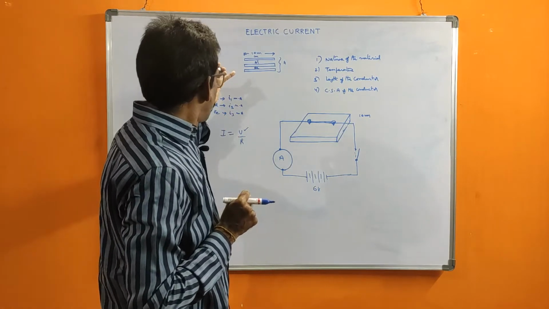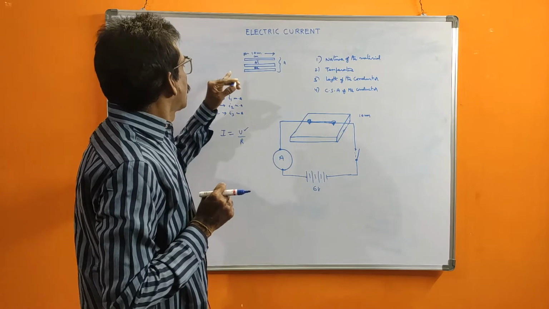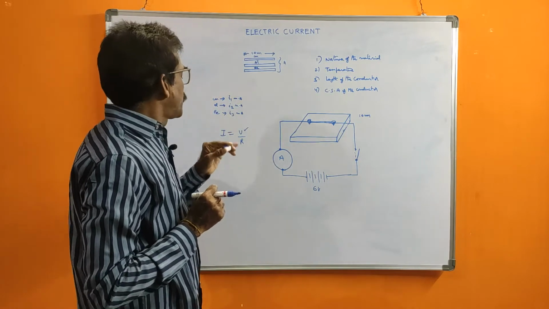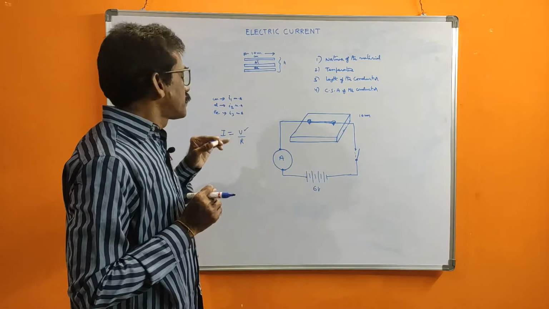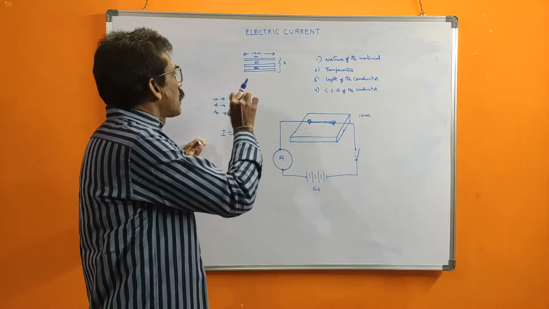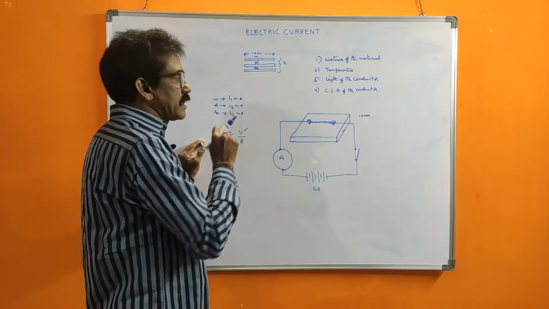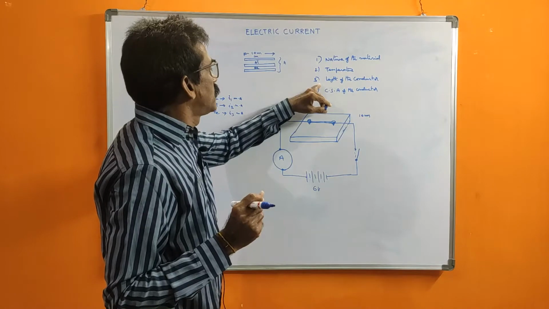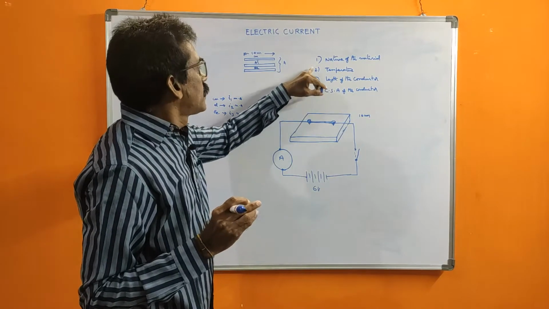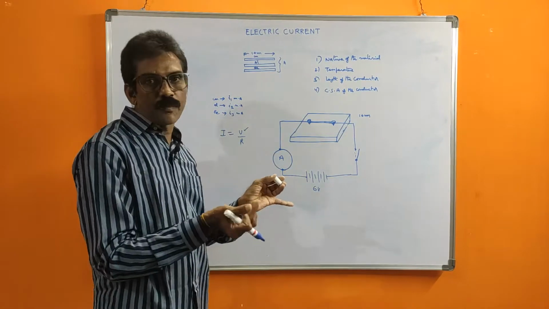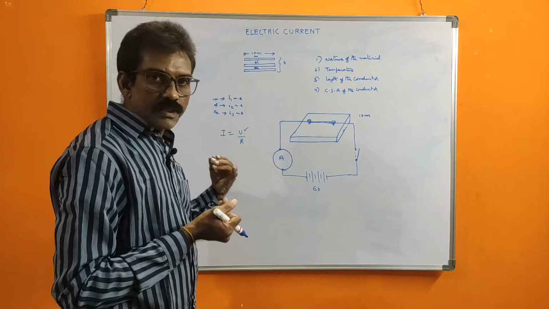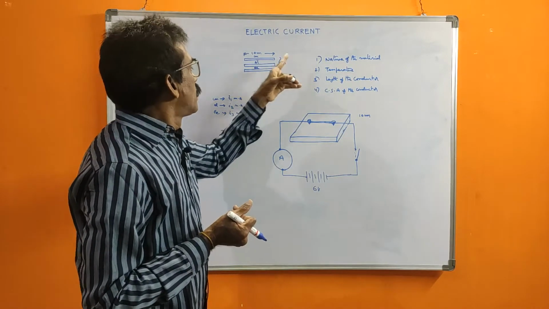Even though the length and cross sectional area of the material are the same, the resistance is changed. Length not changed, cross sectional area not changed, temperature also not changed. At room temperature only we are doing this experiment. Now which is changed? Material changed.